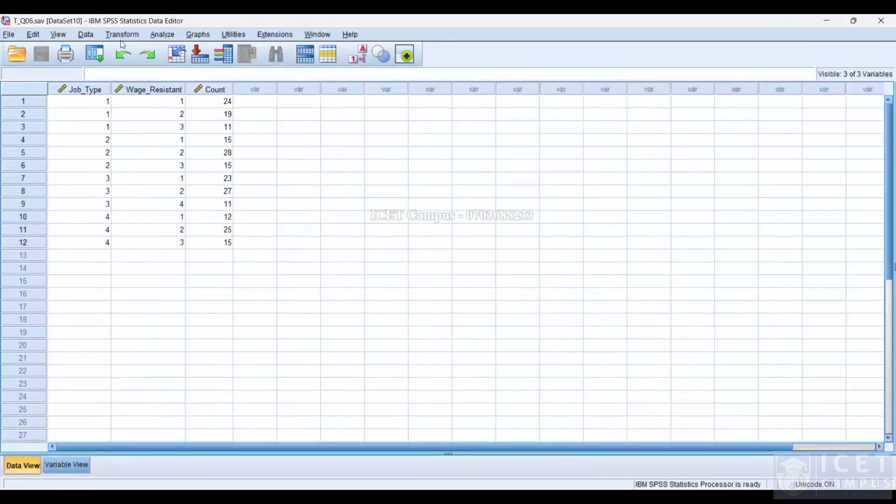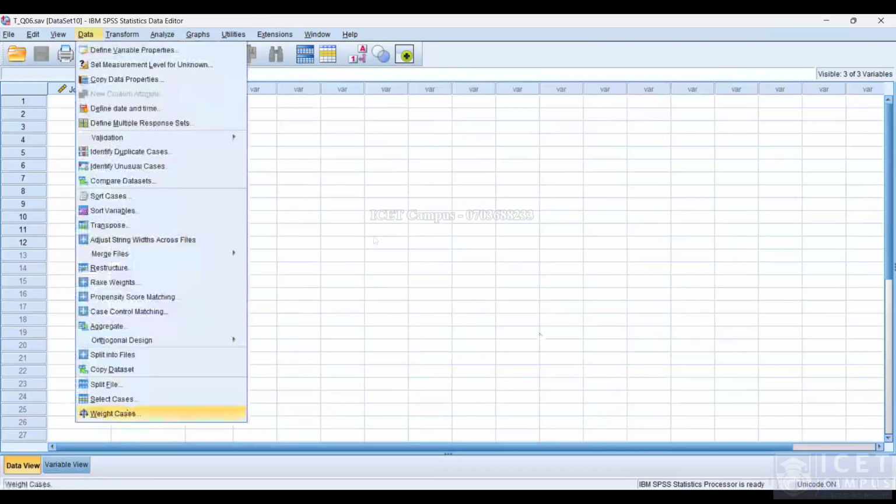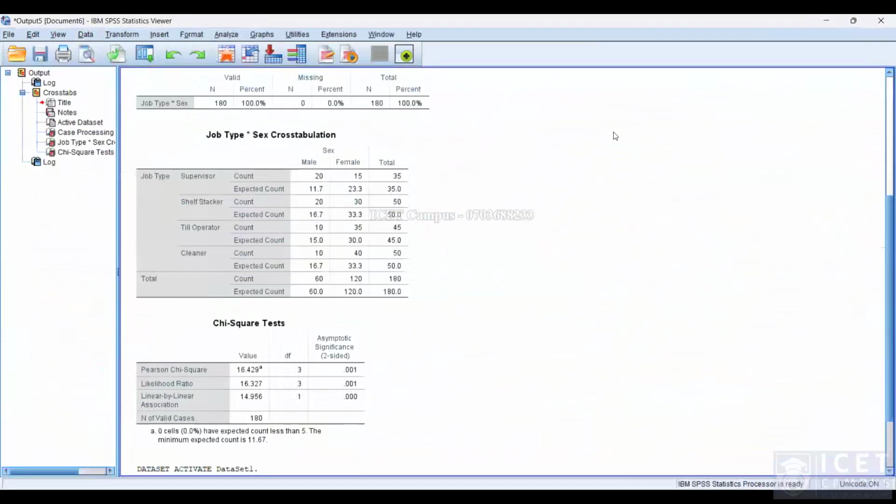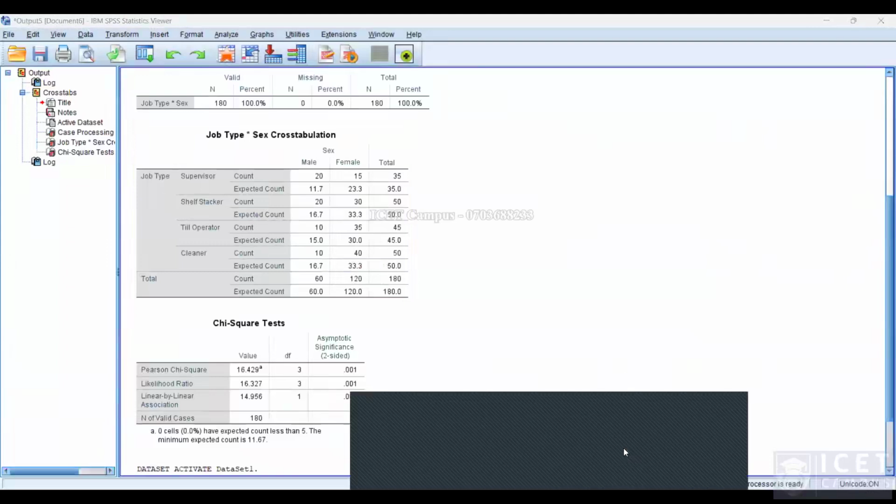So then again, we have to perform a chi-square test, therefore Data, Weight Cases. So we have to weight cases by count again. That is the first thing you have to do before performing a chi-square test. Right? So you need to weight the cases by the count. Then we can go for the chi-square test as previously.